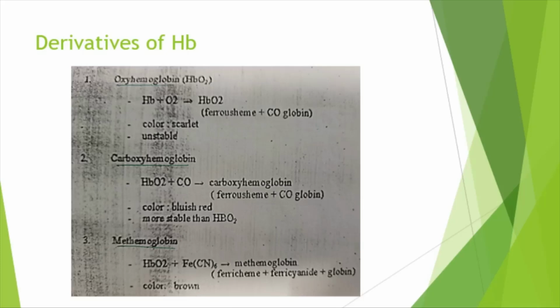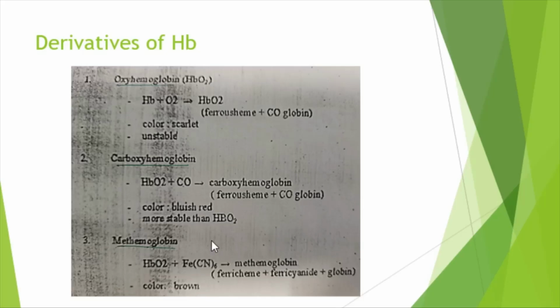So we have different derivatives of your hemoglobin. We have your oxyhemoglobin or HbO2. You can see HbO2 is ferrous heme plus oxygen. The color of this is scarlet red, and this one is unstable. We also have your carboxyhemoglobin. When we say oxyhemoglobin, this is your oxygenated blood. When we say carboxyhemoglobin, this is your deoxygenated blood, the ones that carry carbon dioxide.